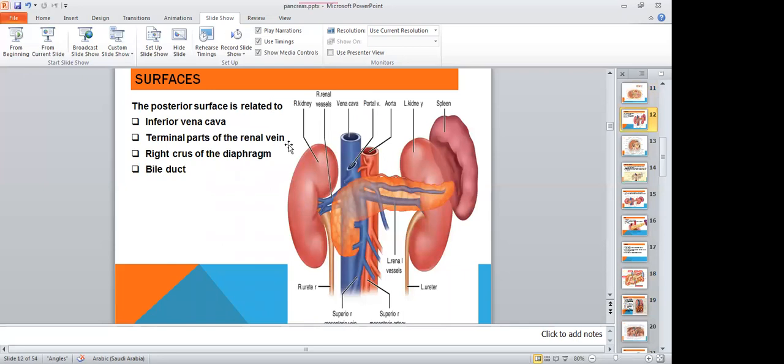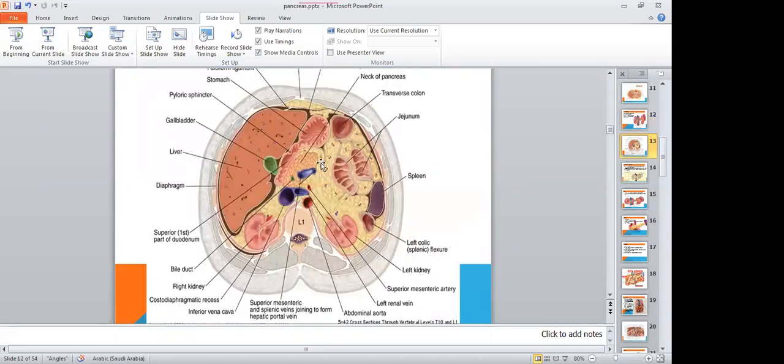The posterior surface is related to the IVC, the terminal parts of the renal veins, the right crus of the diaphragm, and the bile duct. This is the cross section from posterior. This is the right crus of the diaphragm. This is the IVC with the left renal vein, and this is the bile duct.